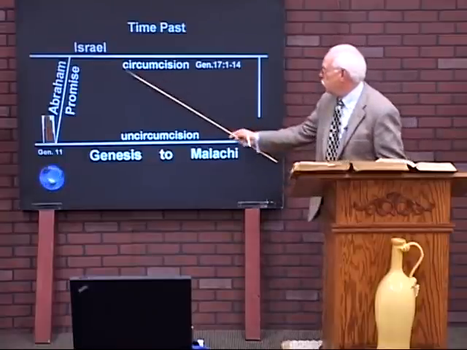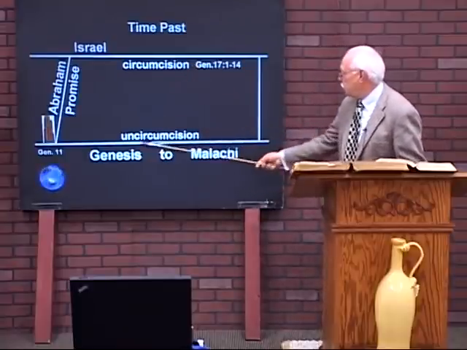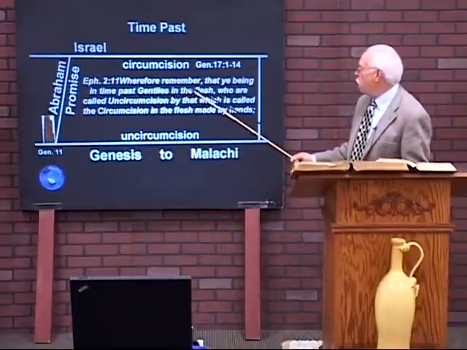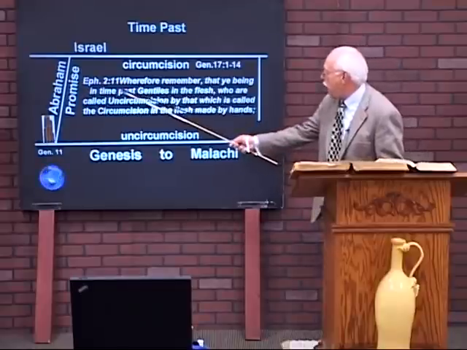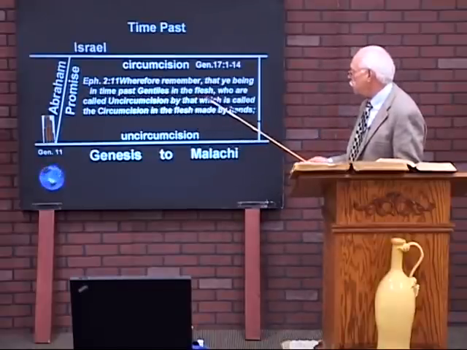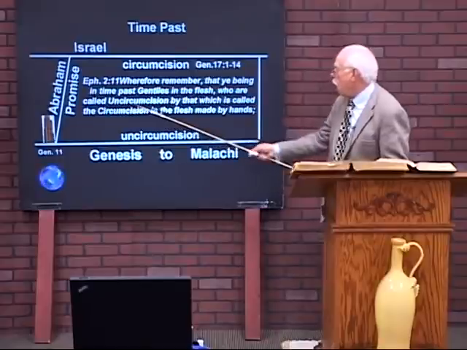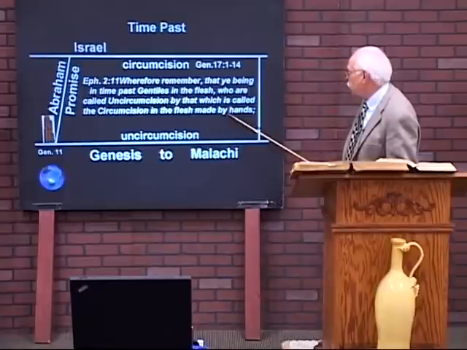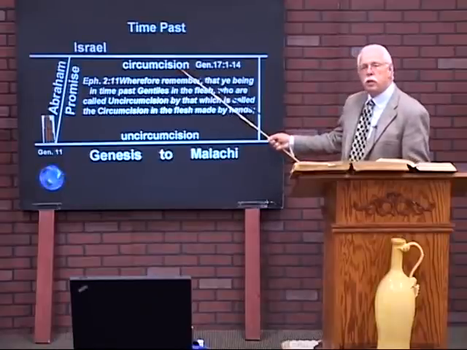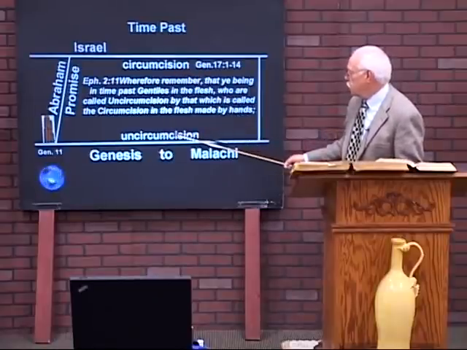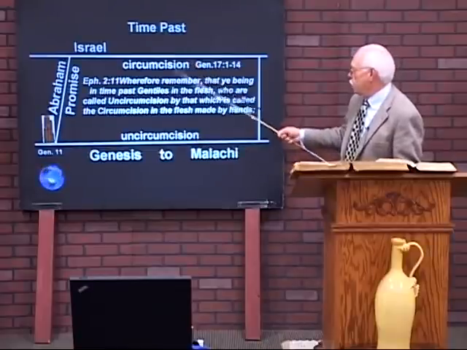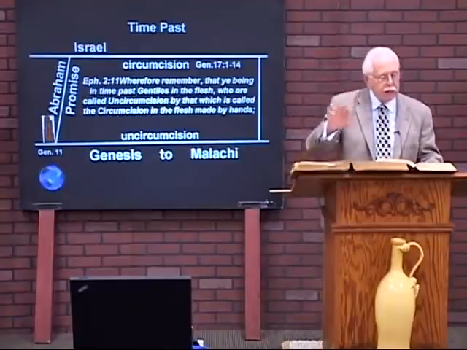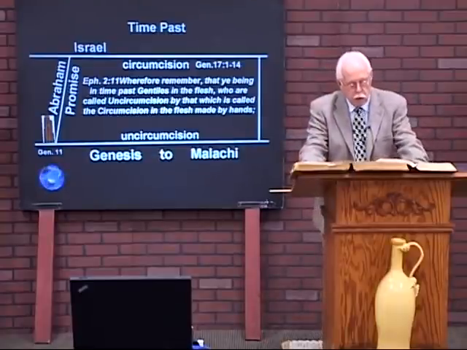Now, in light of this truth, that there are now two groups of people in the world, you can better understand this verse. Wherefore, remember that ye being in time past Gentiles in the flesh, who are called uncircumcision by that which is called the circumcision in the flesh made by hands. So the circumcision is Israel, the uncircumcision is the Gentiles, and Israel used to call them names. They called them the uncircumcision. They looked down upon them.